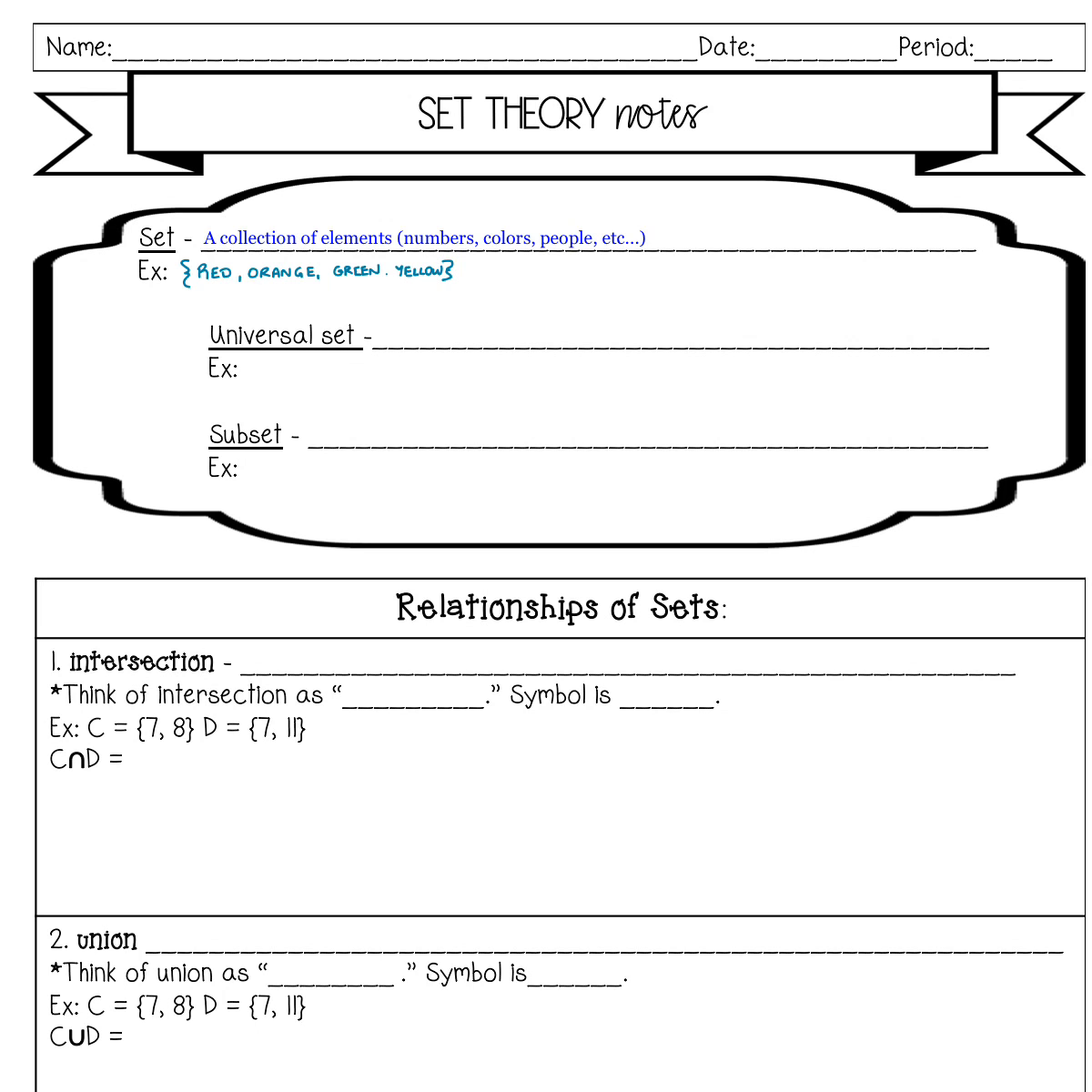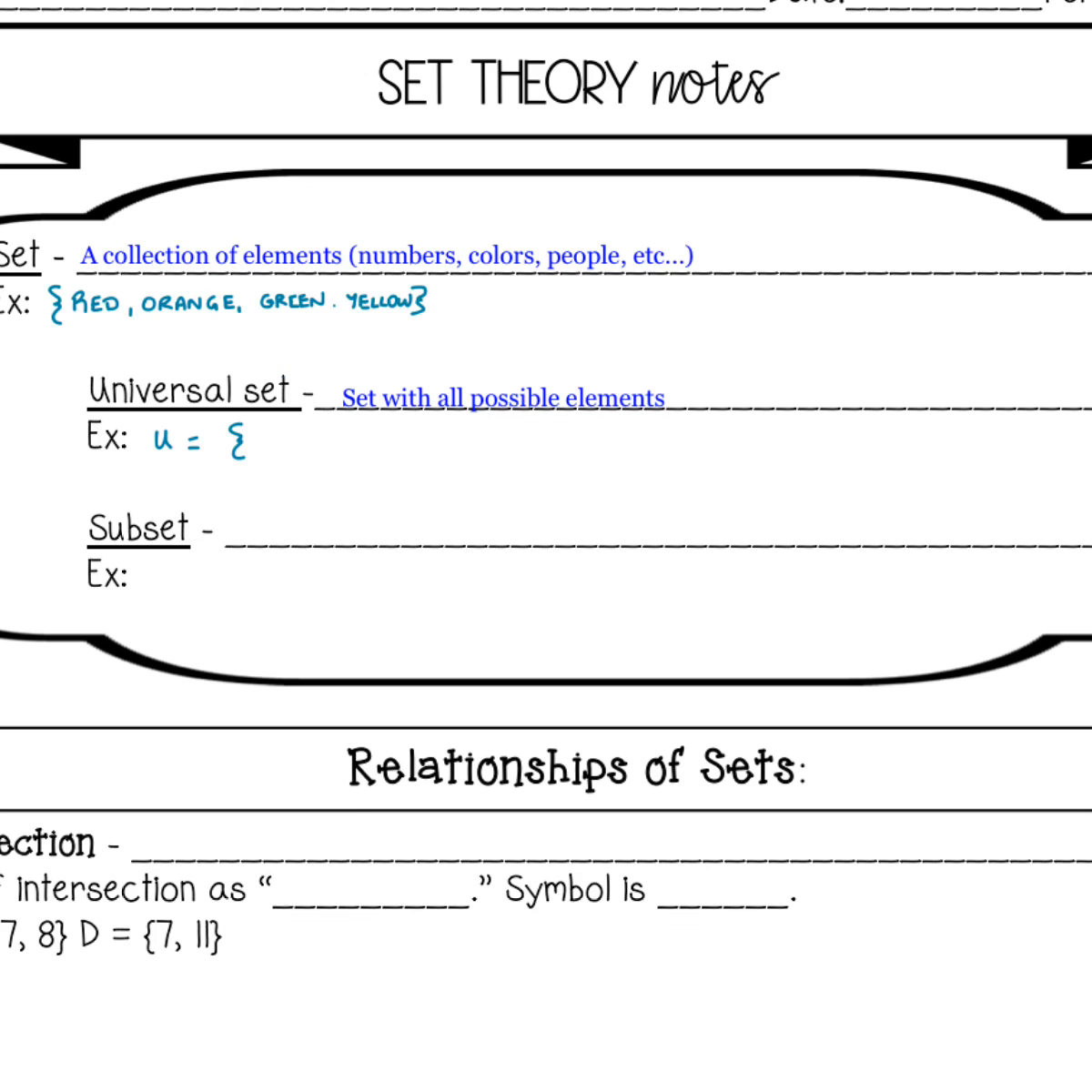So a universal set is a set that has all possible elements. So whatever's included in the study, that will be included in the universal set. So for example, if I had my universal set, notice bracket, 0, 1, 2, 3, 4, and 5, those are all in the universal set, meaning everybody.